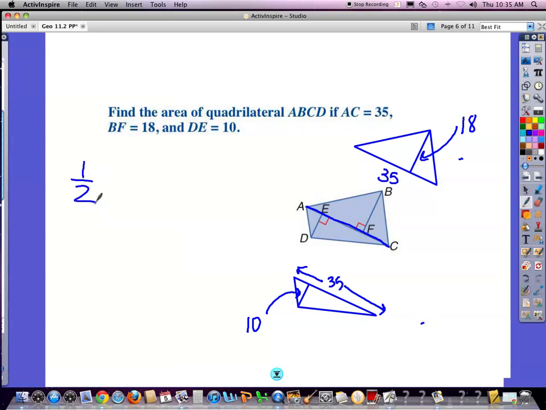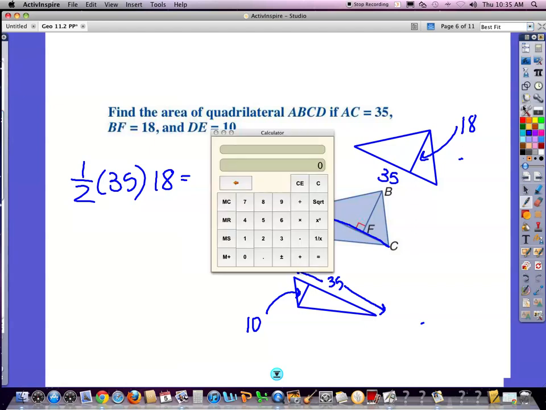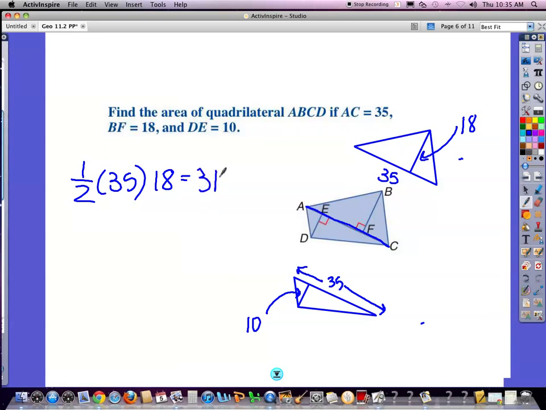1/2. The base is 35. The height is 18. Quick, calculate what that is. I know you are probably not doing it on your own, because you are watching me do it. So 315 is what I've got for this. 35 times 1/2 times 18, 315.